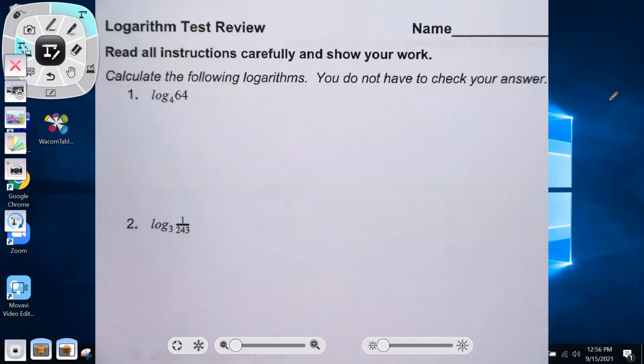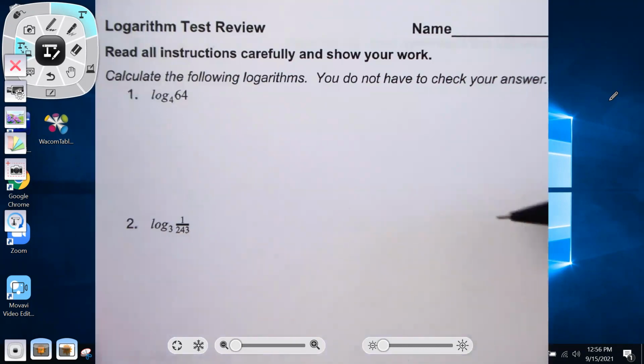Okay, I'm going to go through this review. I'm going to work through every single problem and tell you every single step that I make when I'm solving these. That may be overkill for some of you, but I want to make sure that everyone understands how to do these, because our test is going to be on Friday.